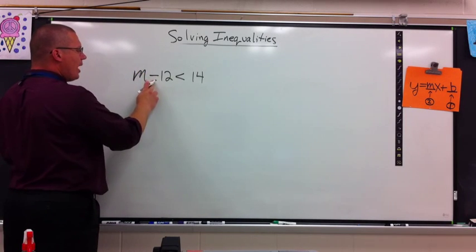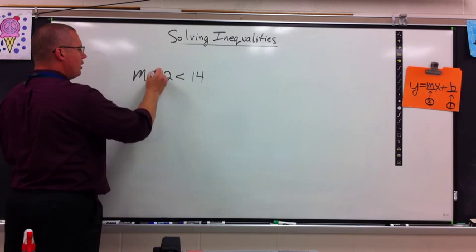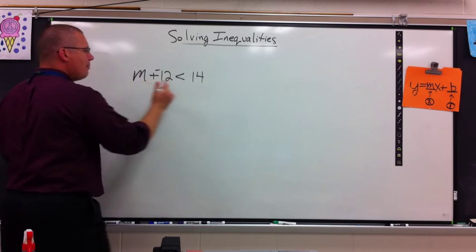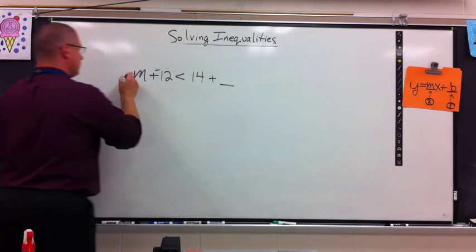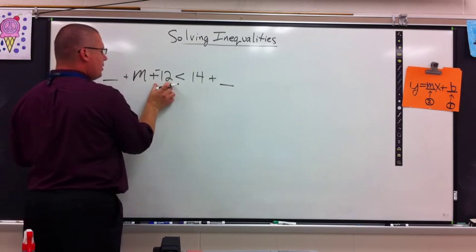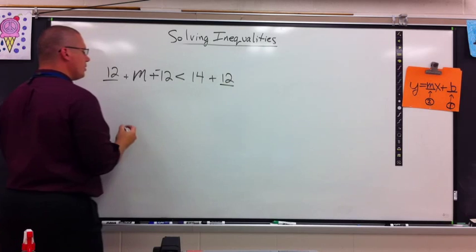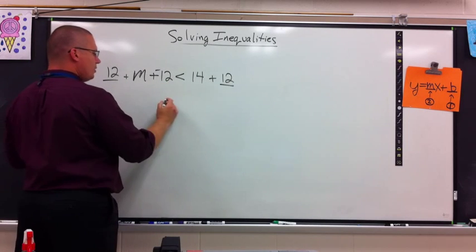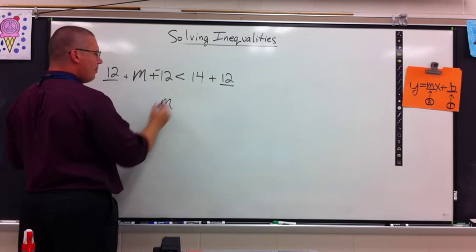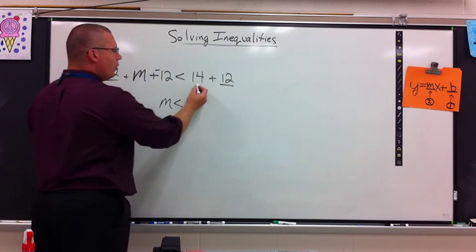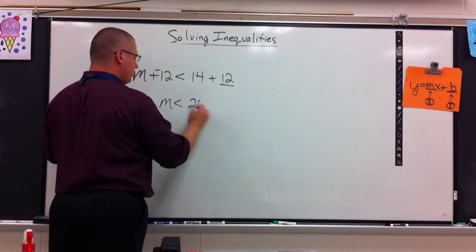Anything that you have subtraction in, always turn to addition, plus -12. How do I get n by itself? Add opposites. What's the opposite of -12? 12. Add it to both sides. 12 plus -12 is 0, so I'm left with n. My arrow is here. 14 plus 12 now is 26.